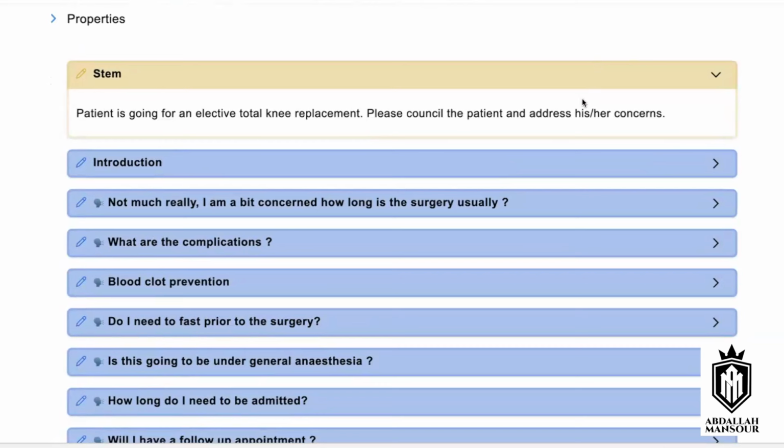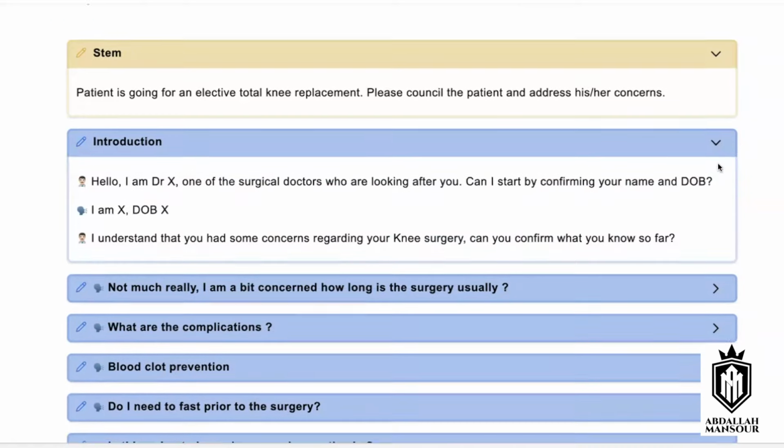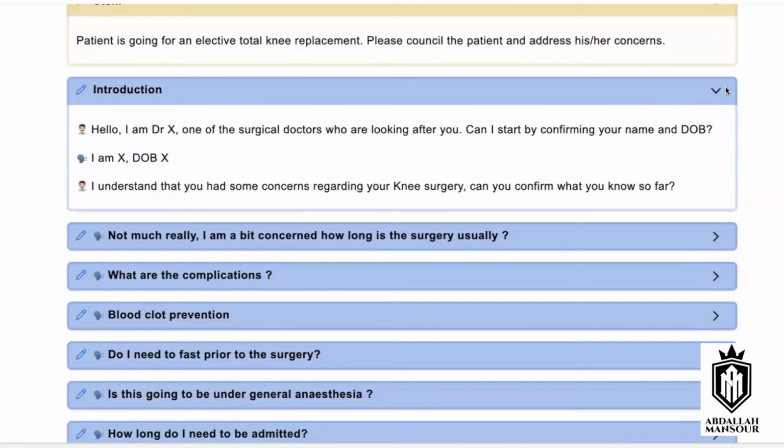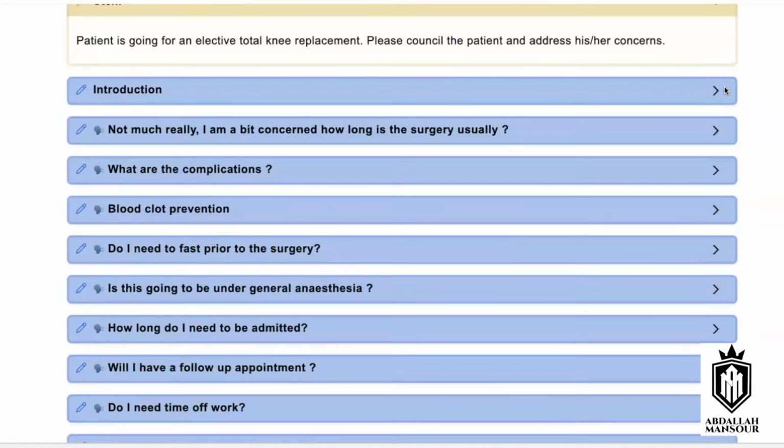Hello, I'm Dr. Nipuni, one of the surgical doctors that are looking after you. Can I confirm your name and your date of birth, please? Yeah, hi, I'm Abdullah. I'm 56 years old. I understand that you have some concerns regarding your knee surgery. Can you confirm what you know so far about your surgery?